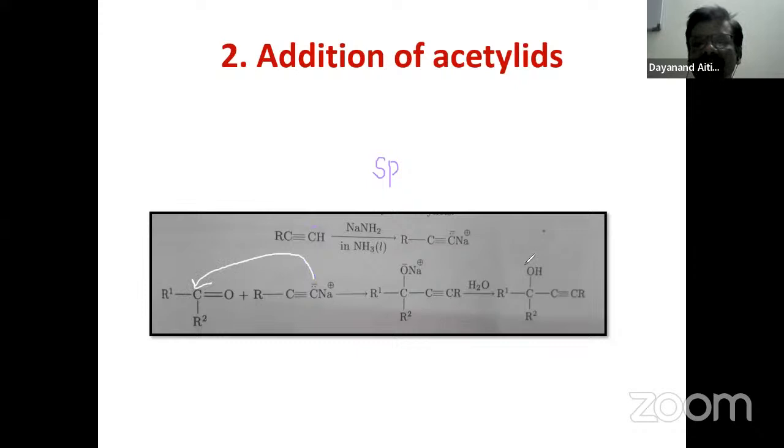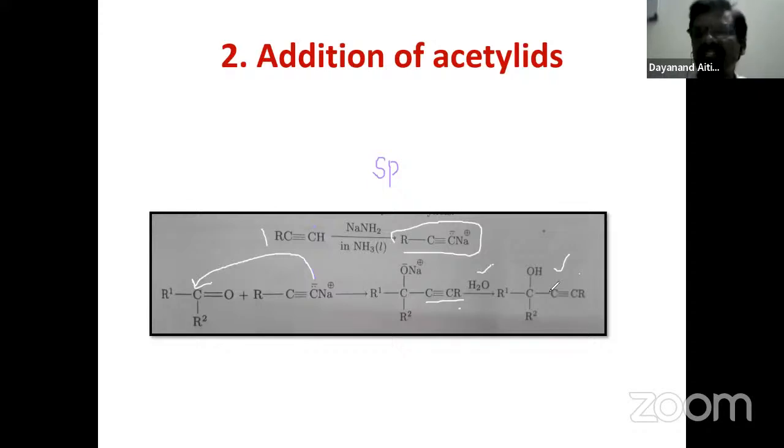And the same as the earlier reaction, it is giving the derivative, as well as this alcoholic part, which is formed by the hydrolysis of sodium alkoxide. Here acetylene is converted to sodium acetylide. Sodium acetylide, after adding to the carbonyl carbon, is converted into sodium alkoxide, whereas this alkyl part is added.